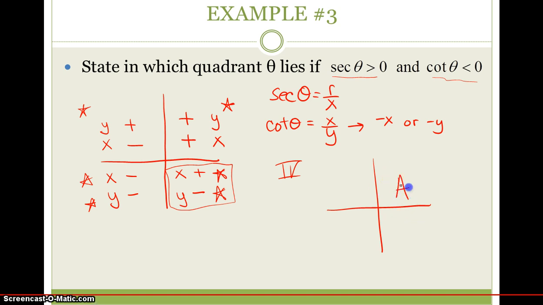An easier way to remember this is using this kind of rhyme. It's all students take calculus. So here all our trig functions are positive. Here the sine and cosecant are positive. Here the tangent and cotangent are positive. And here the cosine and secant are always going to be positive. So this would be a little bit quicker way than going through each coordinate.